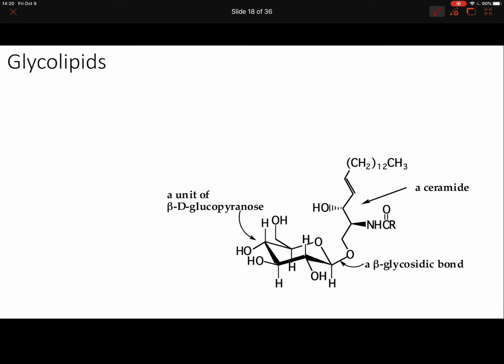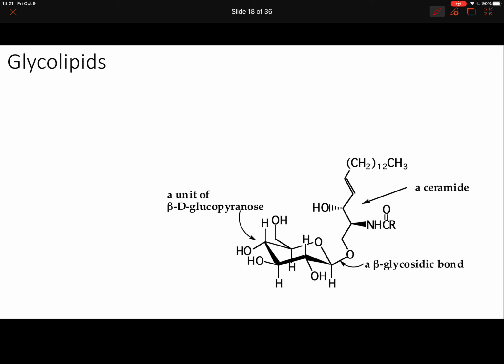Glycolipids, we didn't spend much time talking about. Glycolipids are complex lipids that contain carbohydrates and ceramides. The carbohydrates you would know: monosaccharides are what we're talking about, glucose or galactose.